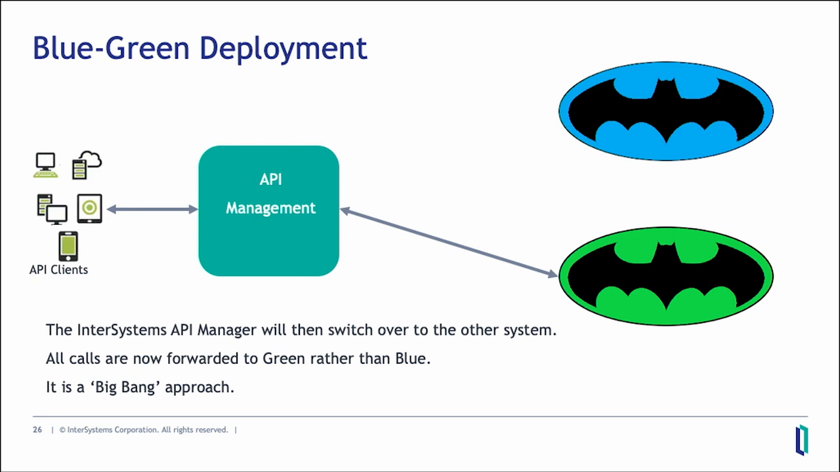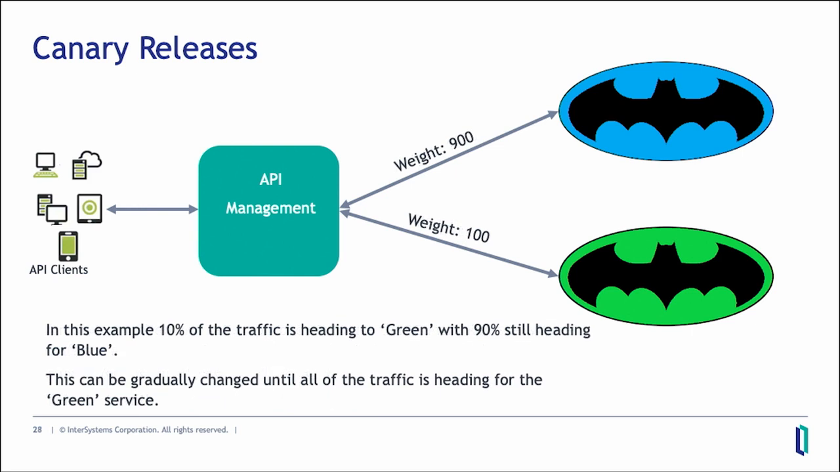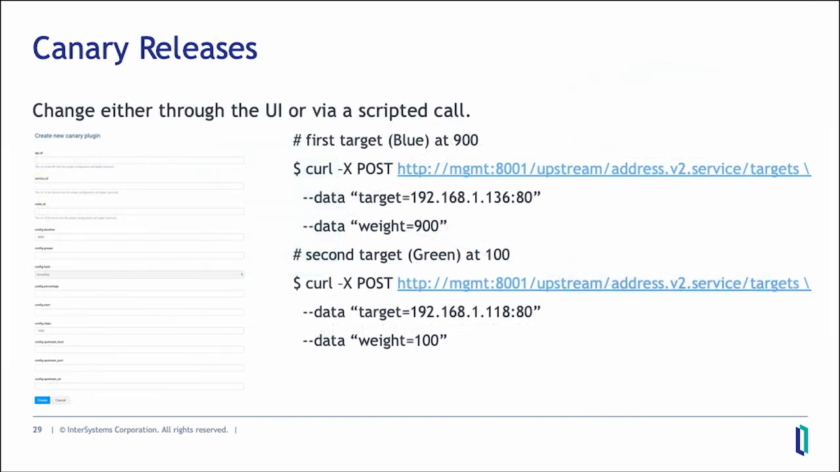People who've been in IT for a while are kind of cautious about Big Bang things. Some of us have had our fingers burnt. So there's another thing called Canary Releases. What Canary Releases allows you to do is to slowly shift from blue to green. So if you look at this, the weight involved is 1,000 on blue and nothing on green, so it's all heading for blue. Then you can slowly change the weight over, so you're moving some users onto green, which gives you the chance to make sure that A, it works, you've got enough licenses, the CPUs aren't burning out, and so on and so forth, until you've gradually moved everything over from one to the other. Okay. And again, you can do it through the UI or by a script call.